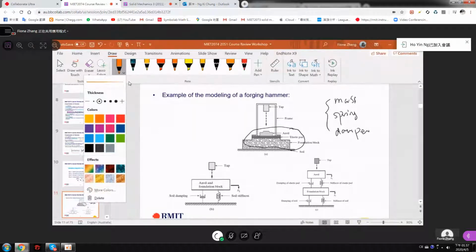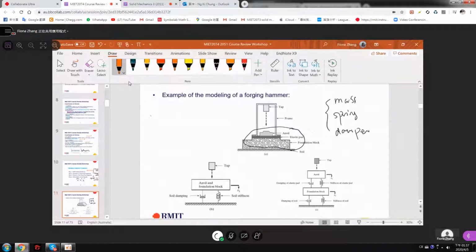Right, so this together as a mass. Here it didn't consider the damping and stiffness of the block itself. Only consider as a mass. So here is the anvil and foundation block, and the damping and the stiffness are from the soil. The soil is modeled as a damper and a spring, and here is only the mass. So this is the first approximation.